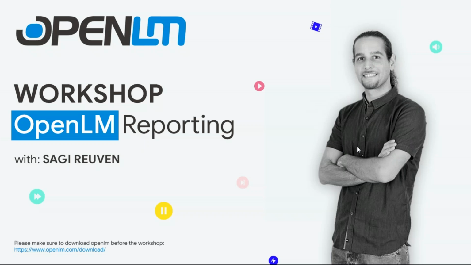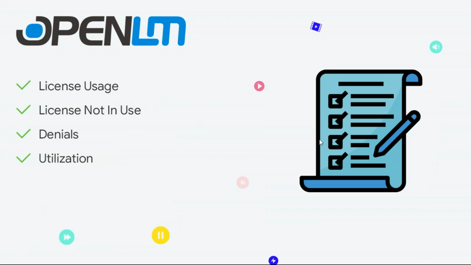I am Sagi, and in the next 30 minutes or so, we will be going over a few reports in OpenLM, but we will go deep into them. We will take a look at how we can combine all the reports to get meaningful insights on the licenses themselves. So we'll be able to know the health of a certain license, if it's underused, if it's overused. You can tell exactly how many licenses you need as a result. So without further ado, let's just jump right in.